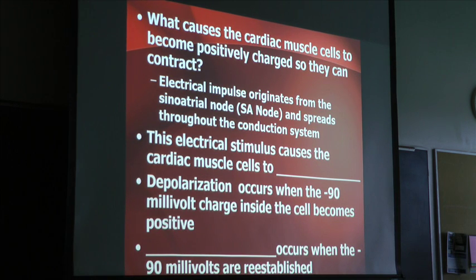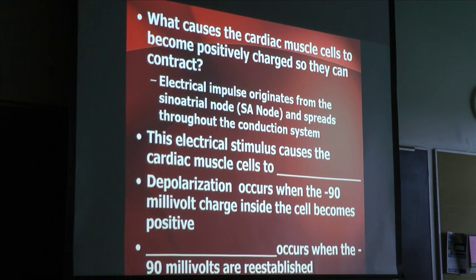This slide is kind of repeating the same thing again. It asks, what causes the cardiac muscle cells to become positively charged so they can contract? But you already know the answer to that, right? It's the movement of ions. It says the electrical impulse originates from the SA node, the sinoatrial node, and spreads throughout the conduction system. This electrical stimulus causes the cardiac muscle cells to, and then it leaves a blank, and you're going to write the word in: depolarize. So when the inside becomes positive, it's called depolarize.